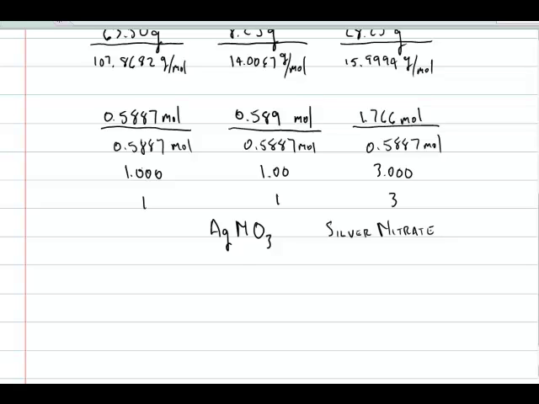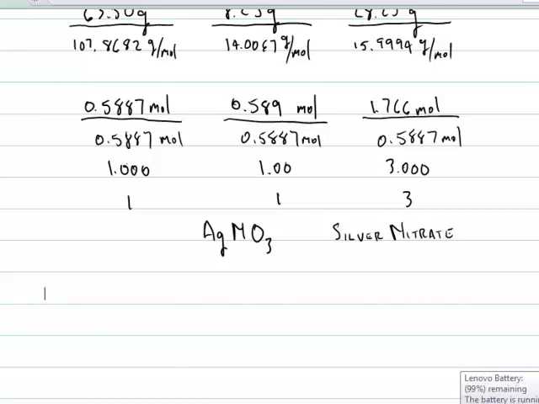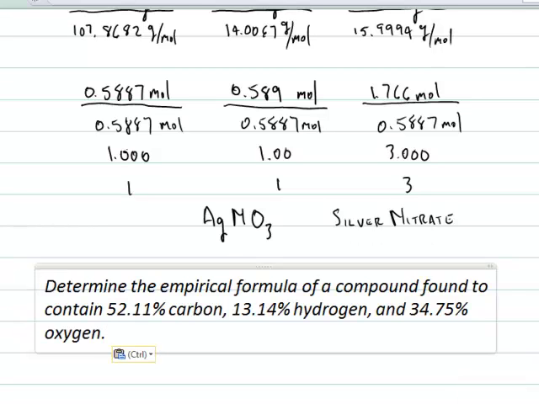All right, let's take a look at a second example here. And for this one, we will use this problem. Determine the empirical formula of a compound found to contain 52.11% carbon, 13.14% hydrogen, and 34.75% oxygen.